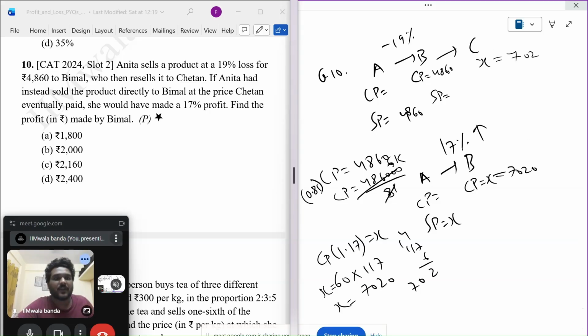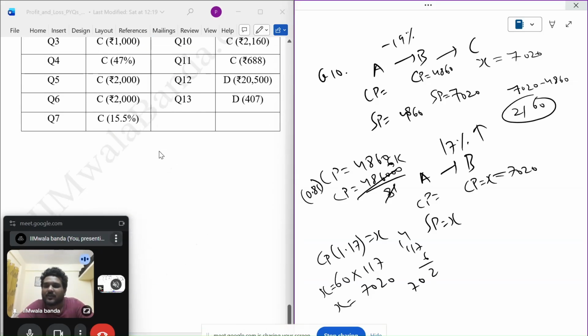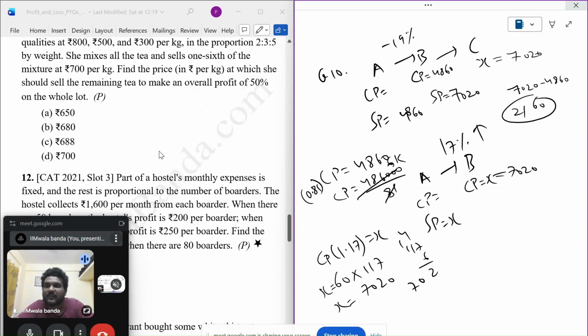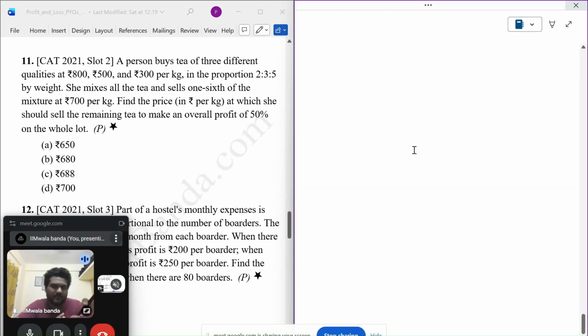Now, done. I know that 7020 is what he paid, and I want to find out the profit he made. So he made a profit of 7020 minus 4860. Sorry, I just need to find the profit, not profit percentage. So 7020 minus 4860 is 2160. Doesn't look intimidating, but it's not. It's very much solvable. But I'll leave it at the start. I'll definitely come back to it for sure. I'll mark it.